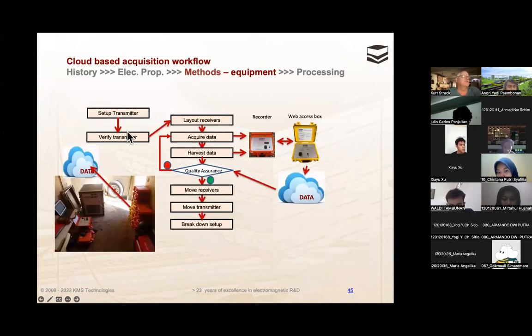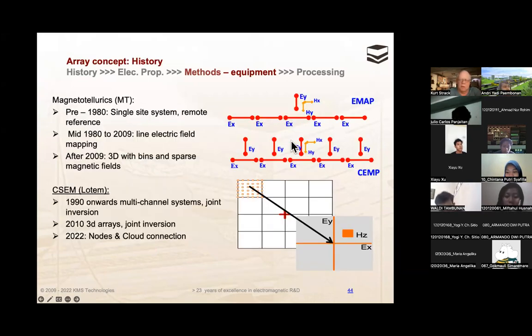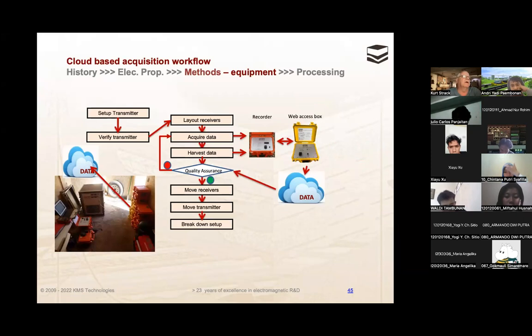The cloud connection means that we have the transmitter controller at the transmitter, and it sends the data to an FTP server in the cloud, and also from the receivers. And you put a monkey at the receiver side, that monkey checks the data, uploads it, and gets feedback. If it's green, they move the receiver. If it's red, they leave the receiver there until the data quality is good.